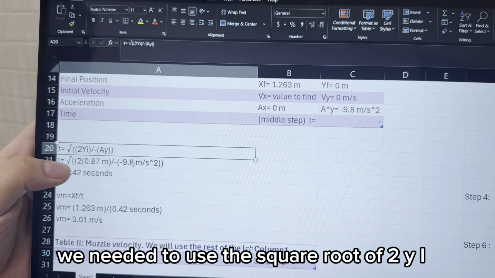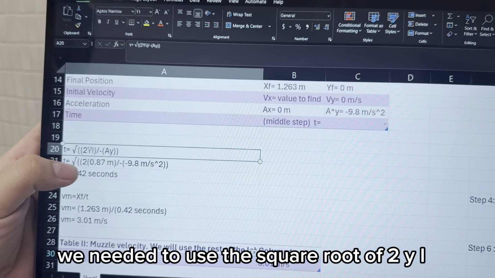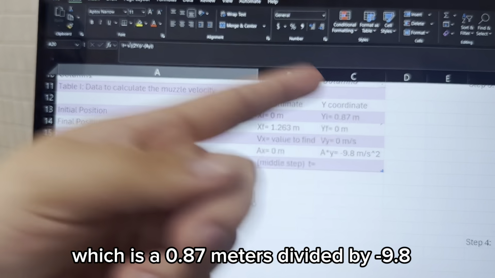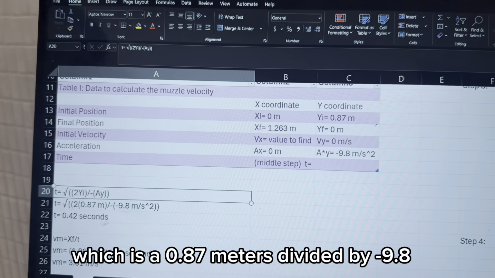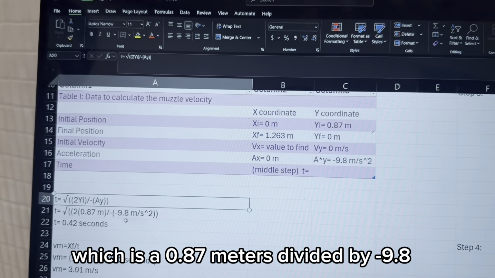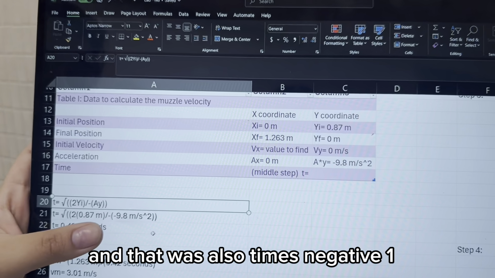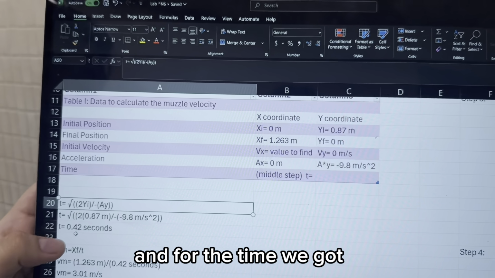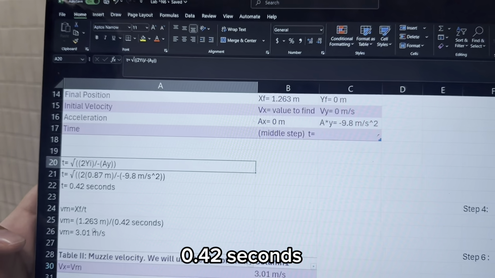So to find the time, we needed to use the square root of 2yi, which is 0.87 meters, divided by negative 9.8. And that was also times negative 1. And for the time, we got 0.42 seconds.